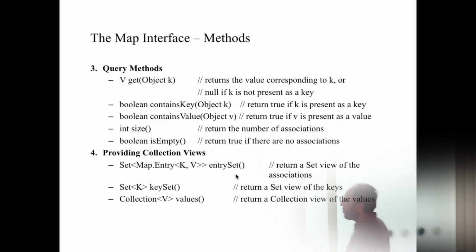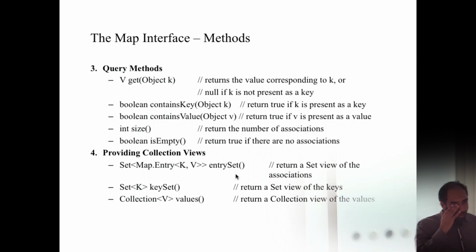So, for example, keySet and values. The keySet method will only give you a set of keys, not the values. But if you want to get the values, then you can call the values method. And if you want to get both the keys and the values, then you call the entrySet method, which will return the whole map as a set.